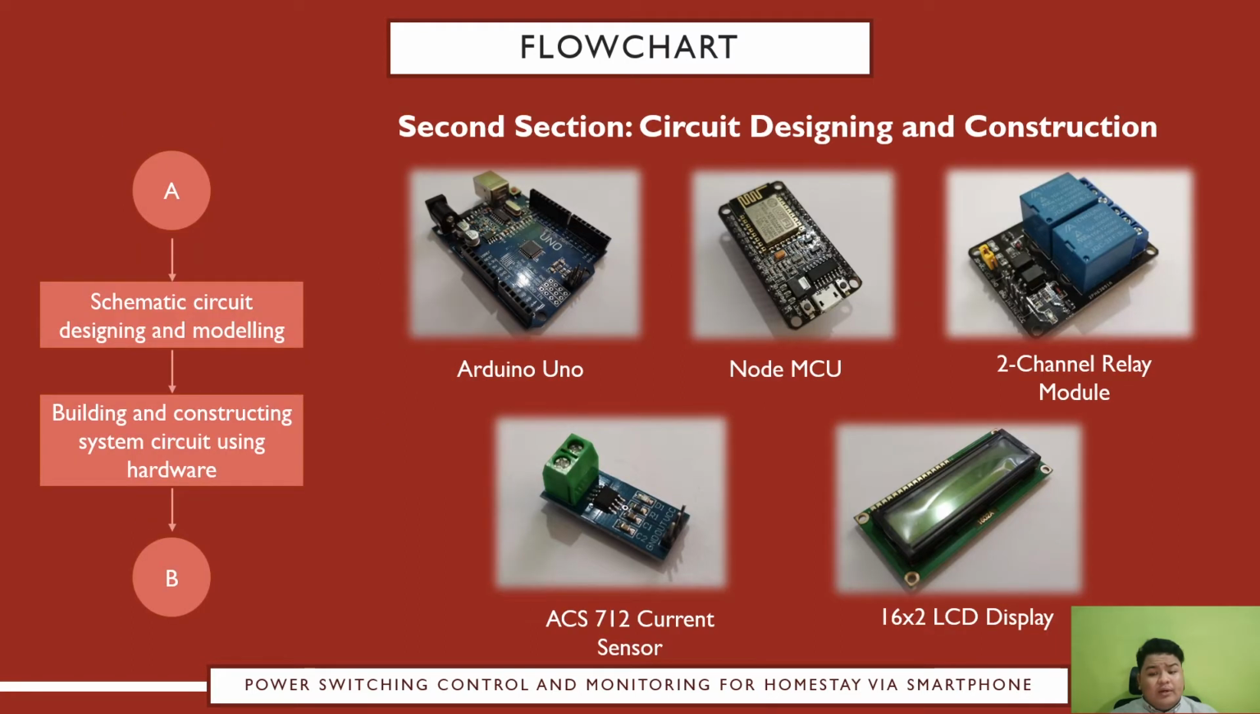The second section of my flowchart is circuit designing and construction, where I've done the schematic circuit designing and modeling. In this section also, I started to build and construct my system using hardware components. The hardware components that I've identified as suitable for my project are the Arduino Uno board, the Node MCU board, 2-channel relay module, ACS712 current sensor, and 16 by 2 LCD display. These 5 components are the most important components for my project, and there are other small passive components like resistors also in my hardware circuit.